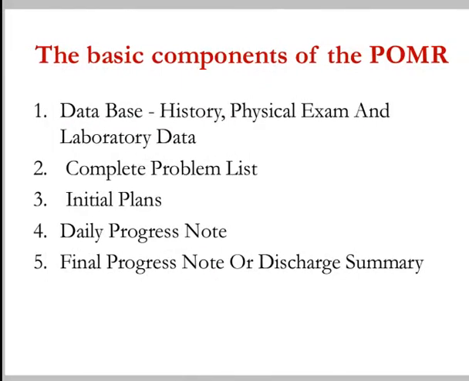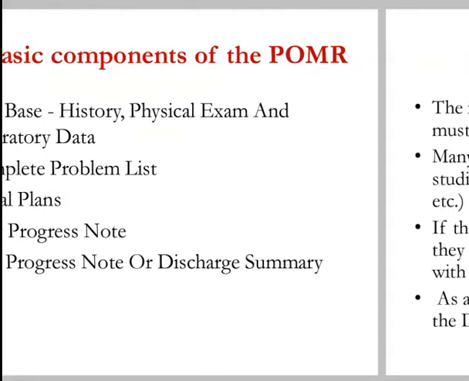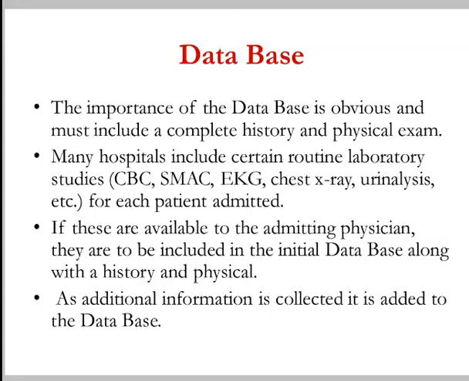So we'll see what are the components of the problem-oriented medical record. First component is database, second is complete problem list, third is initial plans, fourth is daily progress note, and fifth is the final progress note or discharge summary. We'll see one by one. So first is database. The importance of the database is obvious and it must include a complete history and physical examination.